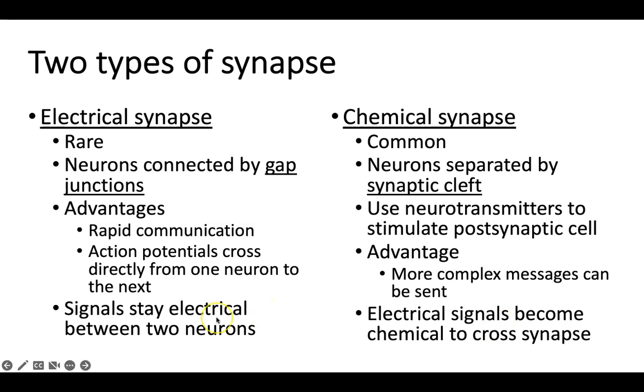One thing just to compare with an electrical synapse: electrical synapses, again, remain electrical throughout the process. With chemical synapses, you have electrical signals running through the presynaptic cell. Those are action potentials. They then turn into these chemical signals that cross the synaptic cleft, and then those chemicals cause further electrical signals to occur in the postsynaptic cell.